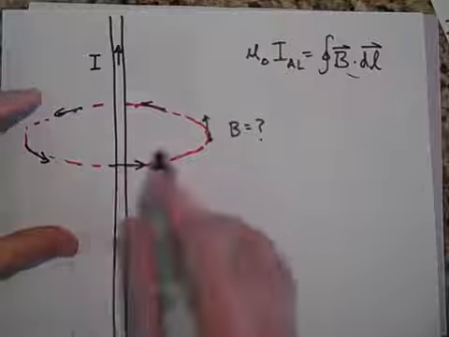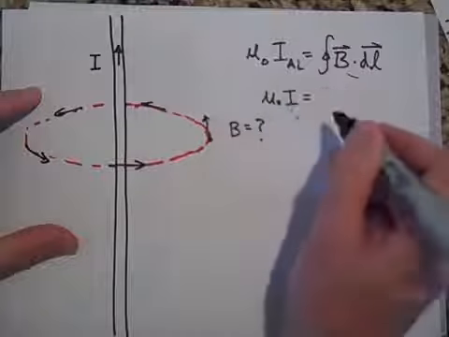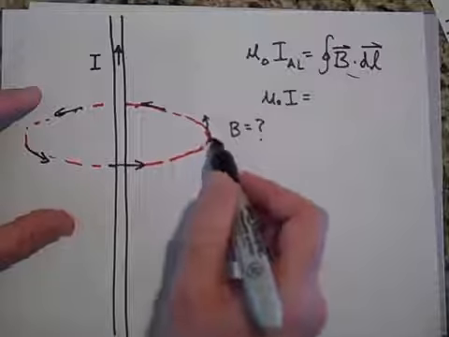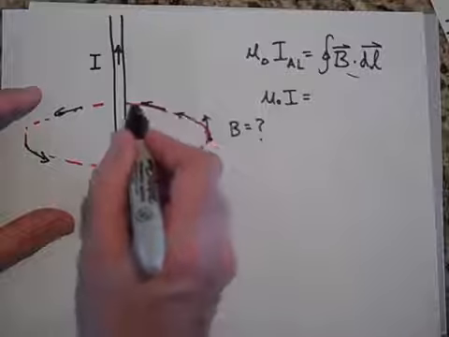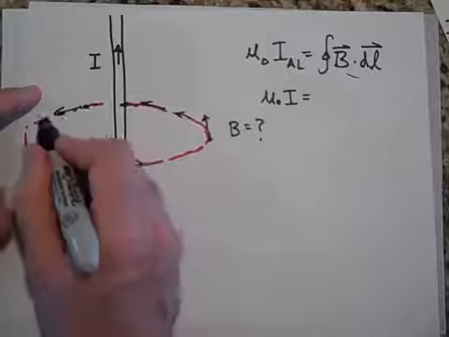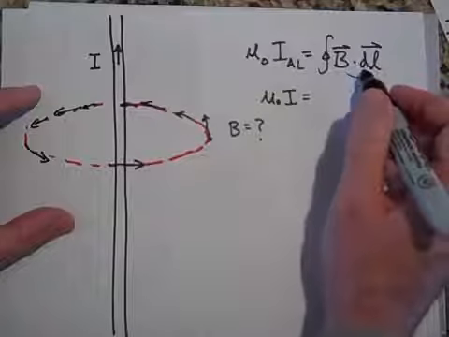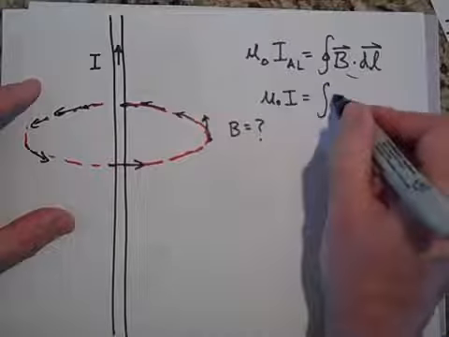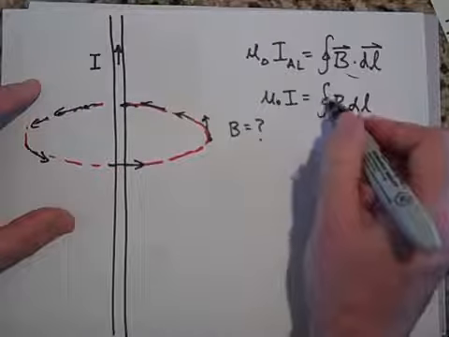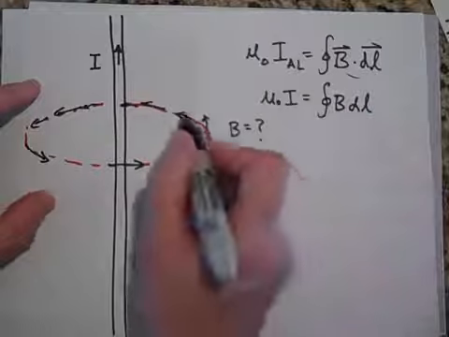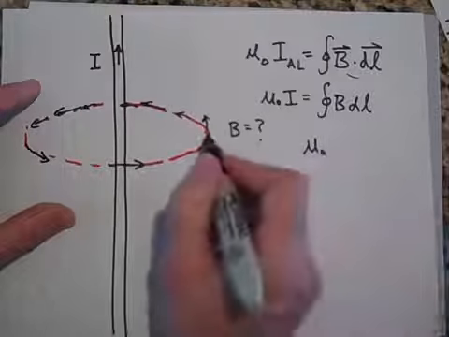Now, how much current's going through there? All of it. So I'll just say mu naught times I. And you see how B is parallel to dl at every point along the way. Here's a dl, here's a dl, here's a dl. So B is parallel, so I can get rid of the dot product, and I'm just left with B times dl. And then B is going to be the same at every point on this loop, and because of that, I can pull that B out of the integral because of the symmetry.